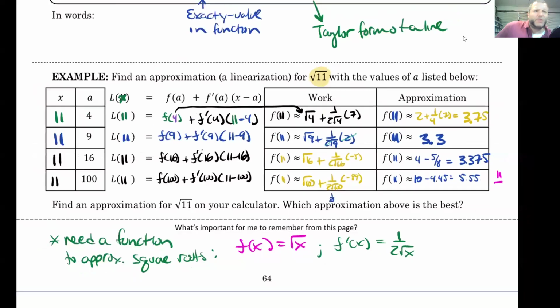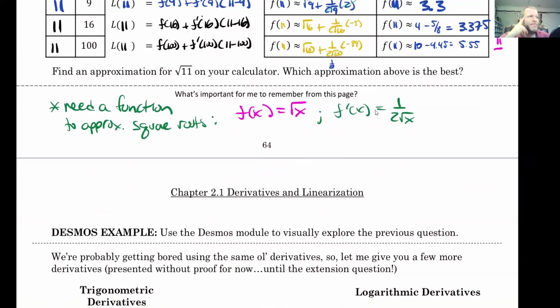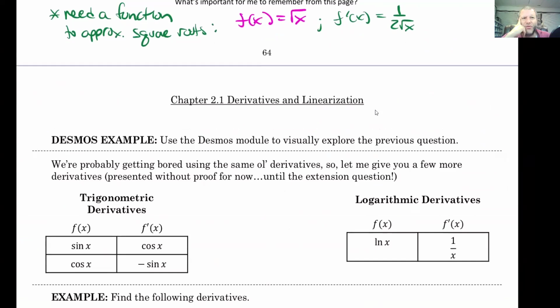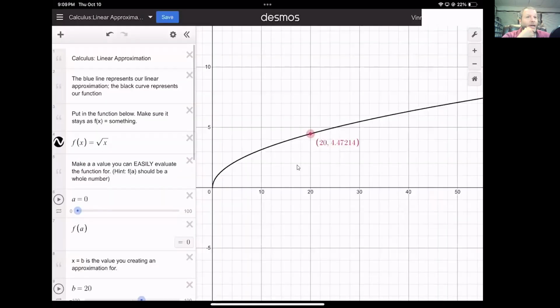All right, so now that we've done that example, I want to try to visualize this thing because this was just all a bunch of algebra. So I built a Desmos module. I'll throw it into the homework question folder for this thing. So let me go to it. So here's the idea if you want to kind of play around with this thing.